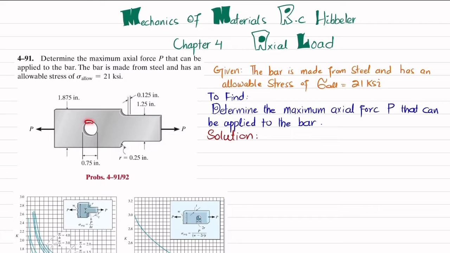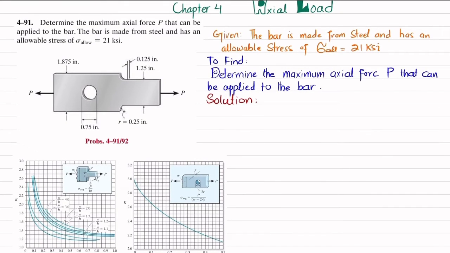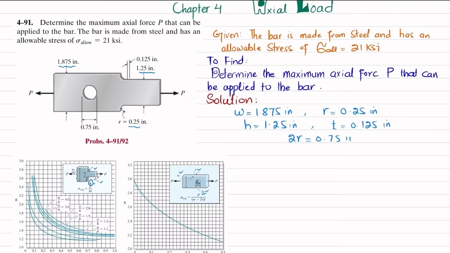As you can see, there is a hole and a fillet in this, so we will need the stress concentration factor. For that, you can see figures 4.23 and 4.24. We will be using these terms: W, R, H and T, here W, T and 2R. So we will find this W. From this figure, W is 1.875 inch. What about R? R is the fillet radius, so R is 0.25 inch. What about H? H is the smaller height, which is 1.25 inch. And the thickness is 0.125 inch. And 2R, which is the diameter, is 0.75 inch. So we know all these things.